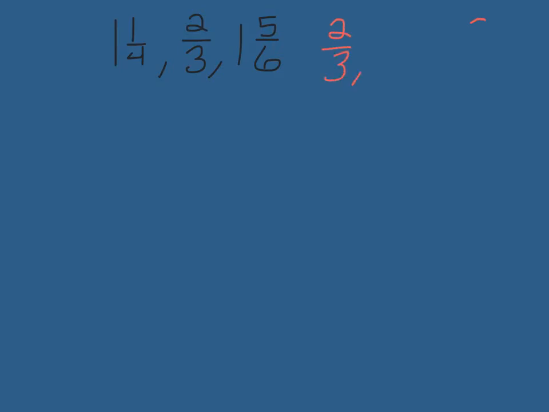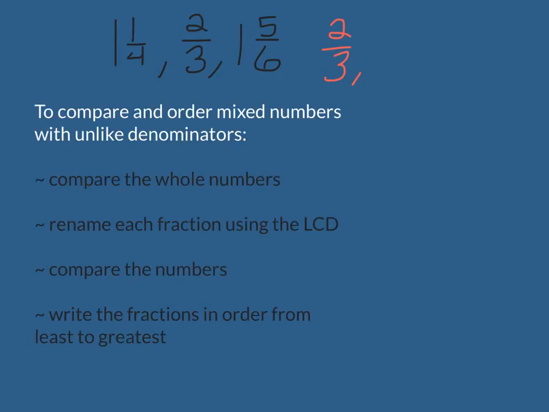Now we need to figure out what comes next. So we need to compare the whole numbers. Okay, so maybe pause the video now and write down these notes, and then I'm going to be going through them step by step. So to compare and order mixed numbers with unlike denominators, first you're going to compare the whole numbers. Then you rename each fraction using the LCD, compare the numbers, and then you write the fractions in order from least to greatest.